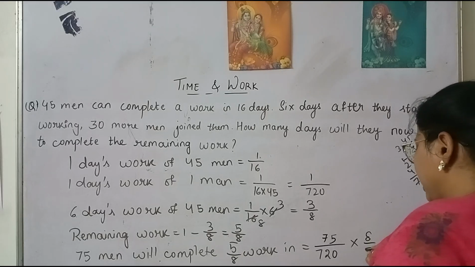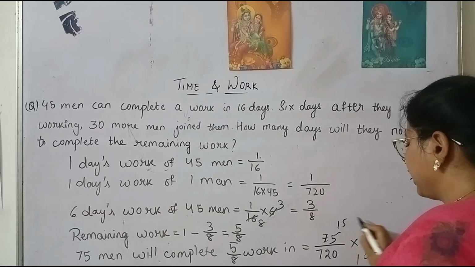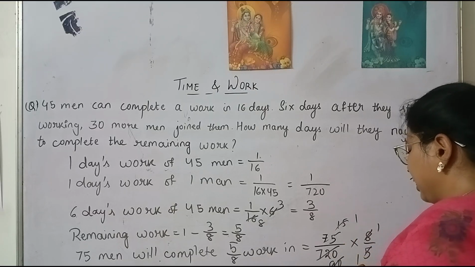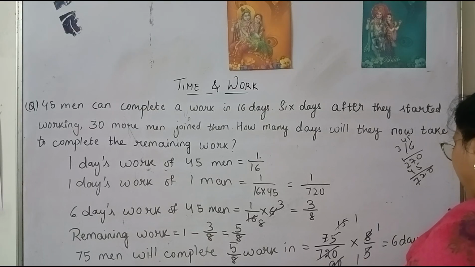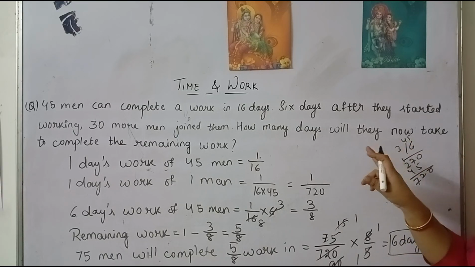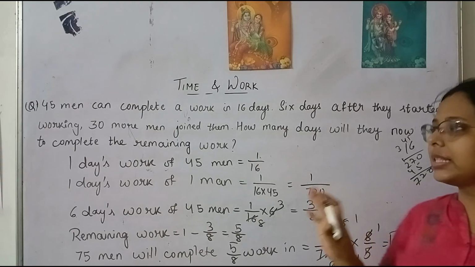So we have to reverse this, 8/5. 5 ones are 5, 5 15s, 8 ones are 8, 8 90s, 15 ones. Then this is 6. So we got 6 days. Clear? The answer is 6 days. So 75 men will complete the remaining work in 6 days. So we got the answer. Clear?